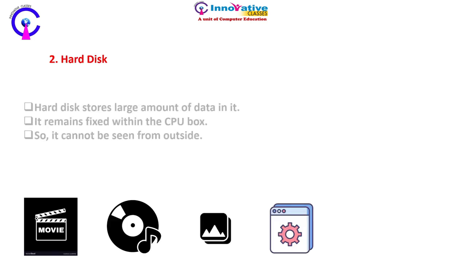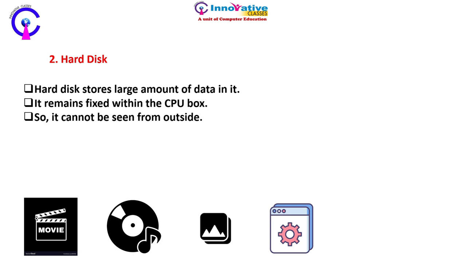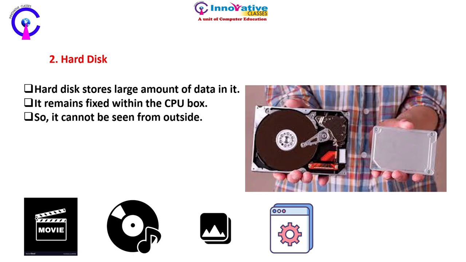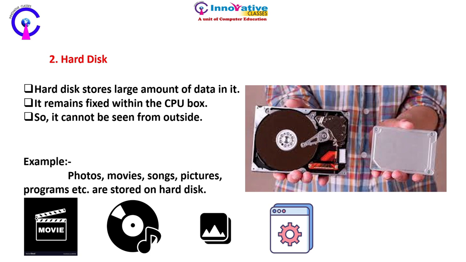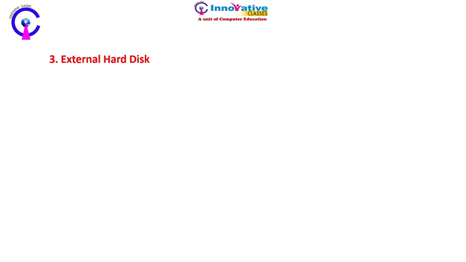2. Hard disk. Hard disk stores large amount of data in it. It remains fixed within the CPU box, so it cannot be seen from outside. Example. Photos, movies, songs, pictures, programs etc. are stored on hard disk.